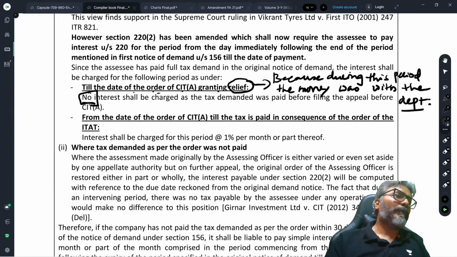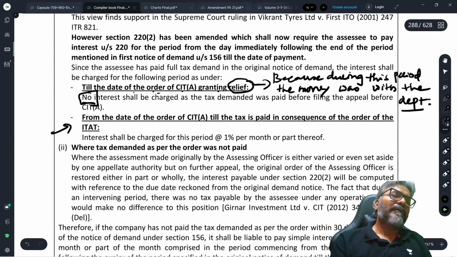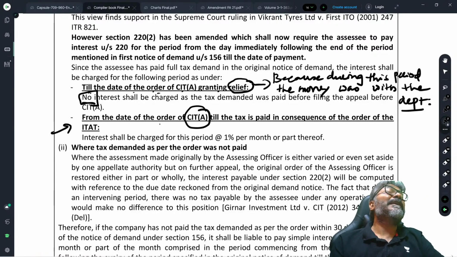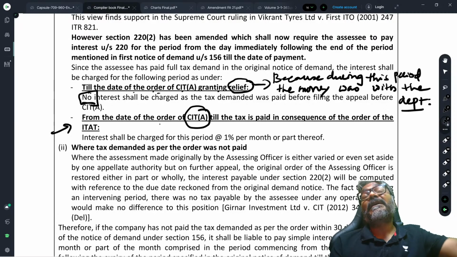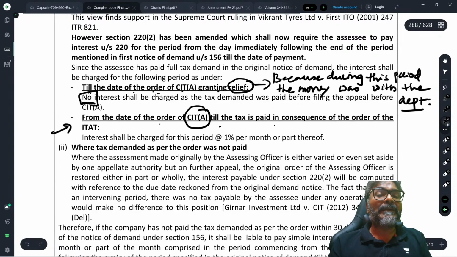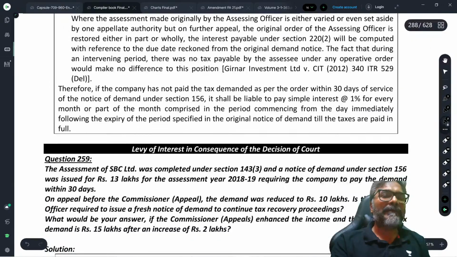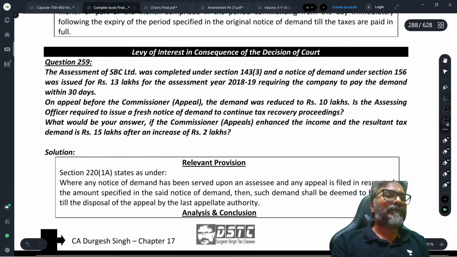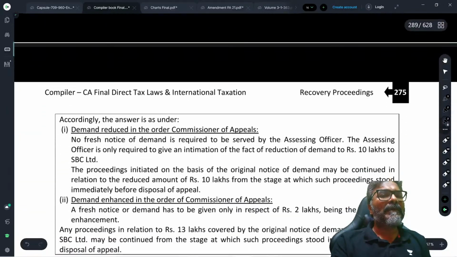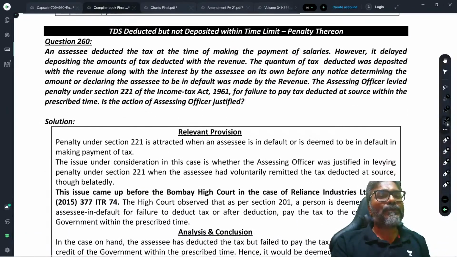Okay. And what about the next period, students? Next period, from the date the order of CIT appeal, means by virtue of the order of CIT appeal, the assessee got the refund, till the tax is paid in consequence of the order of the ITAT. So for this particular period, whether the interest will be charged, and the answer is yes. I hope that all of you are clear with this one. So these are the two questions, 258 and 259. 258 and 259 is based on these two questions.